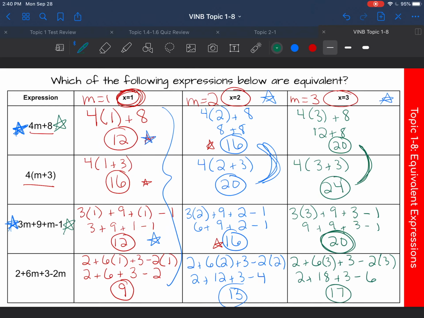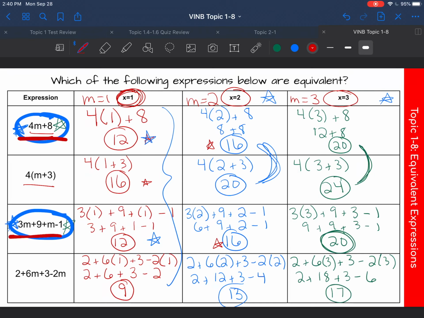Okay, so we tested it 3 times, and with 3 different values for the variable, every single one told us that this expression and this expression are equivalent. And we did that by just substituting in a value and solving. And again, if you get the same answer, that means they are equivalent.